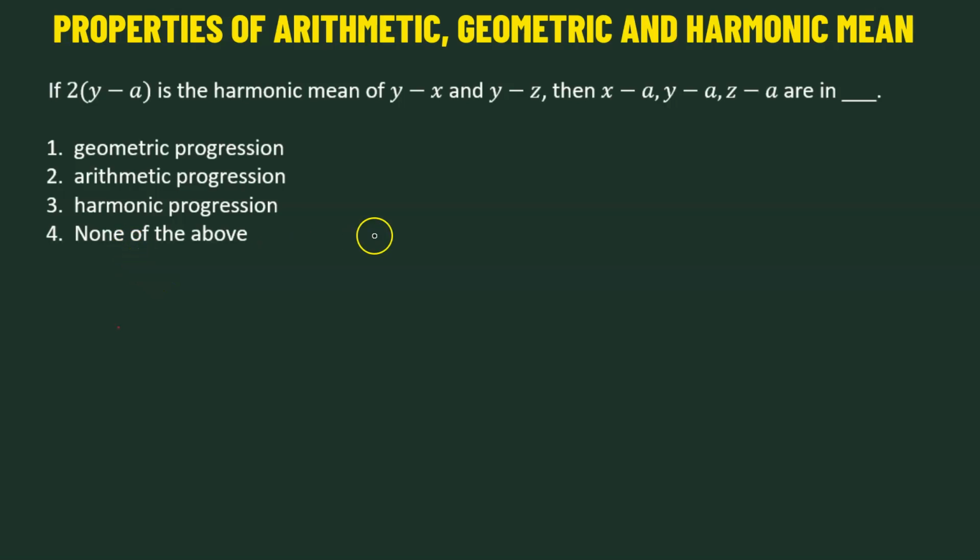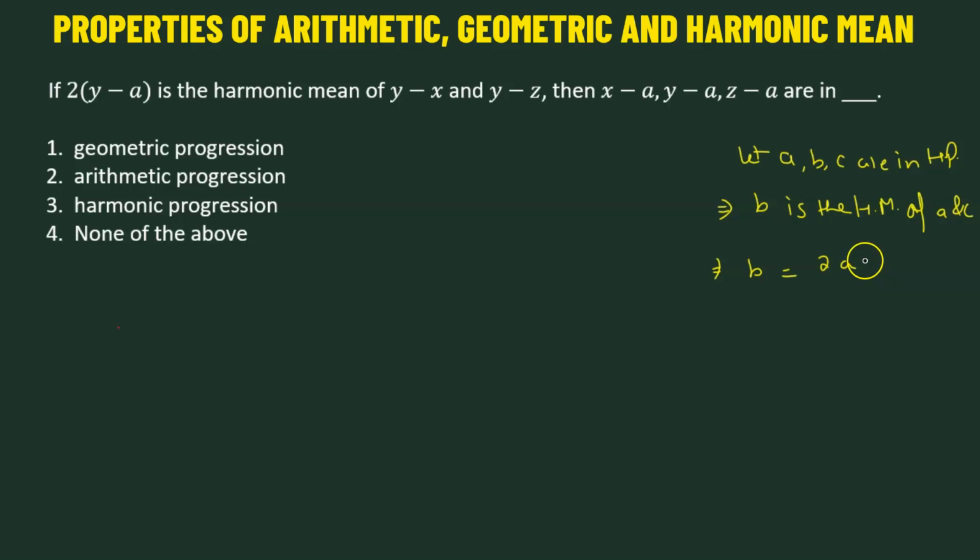Let us begin. First, let's briefly go through the idea. Let's say a, b, c are in harmonic progression. If they are in harmonic progression, this means that b is the harmonic mean of a and c. So if it is the harmonic mean of a and c, this implies that b must be equal to 2 times ac divided by a plus c.